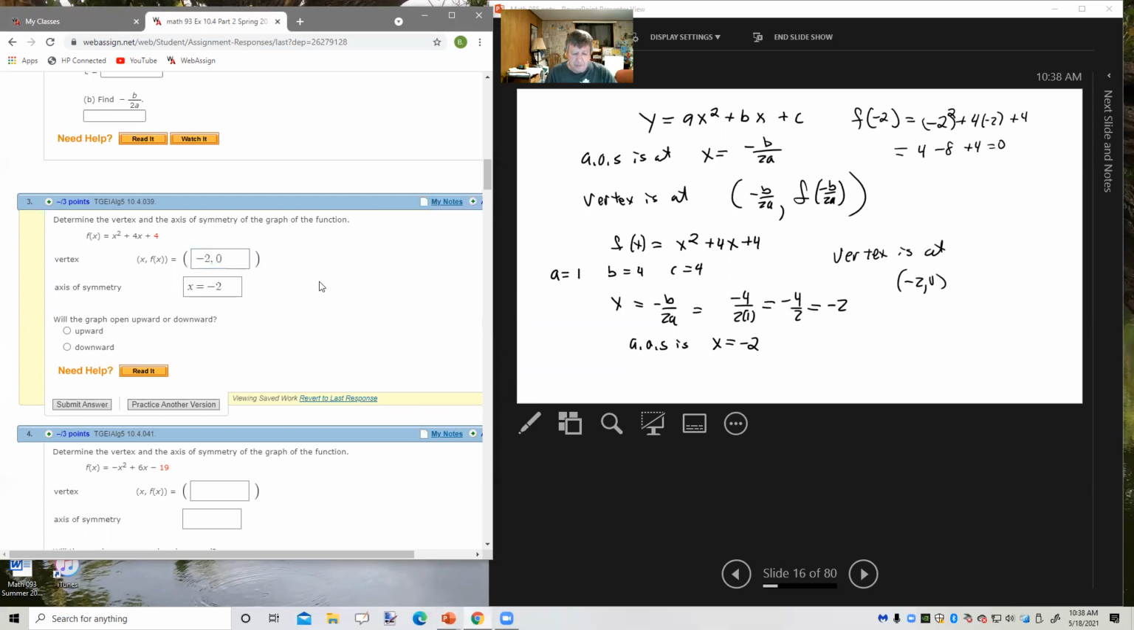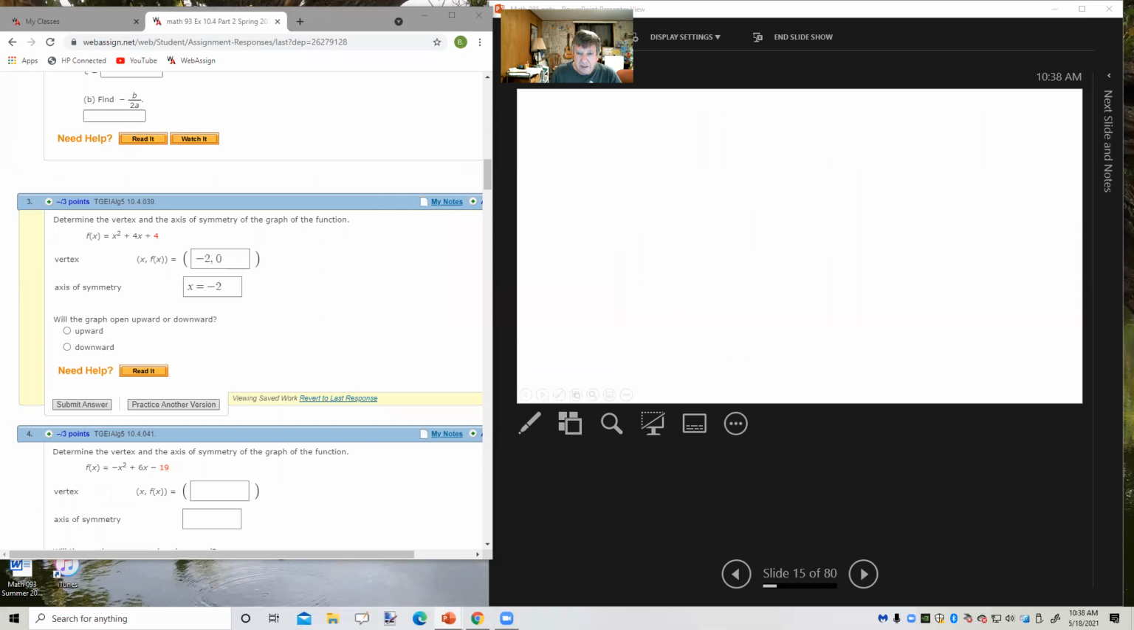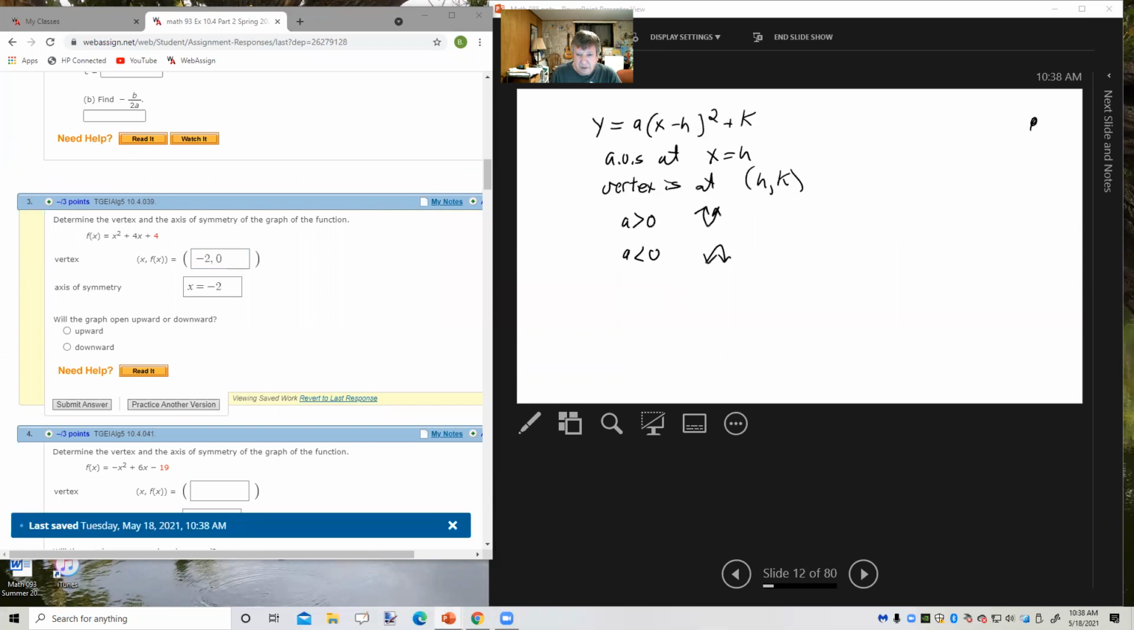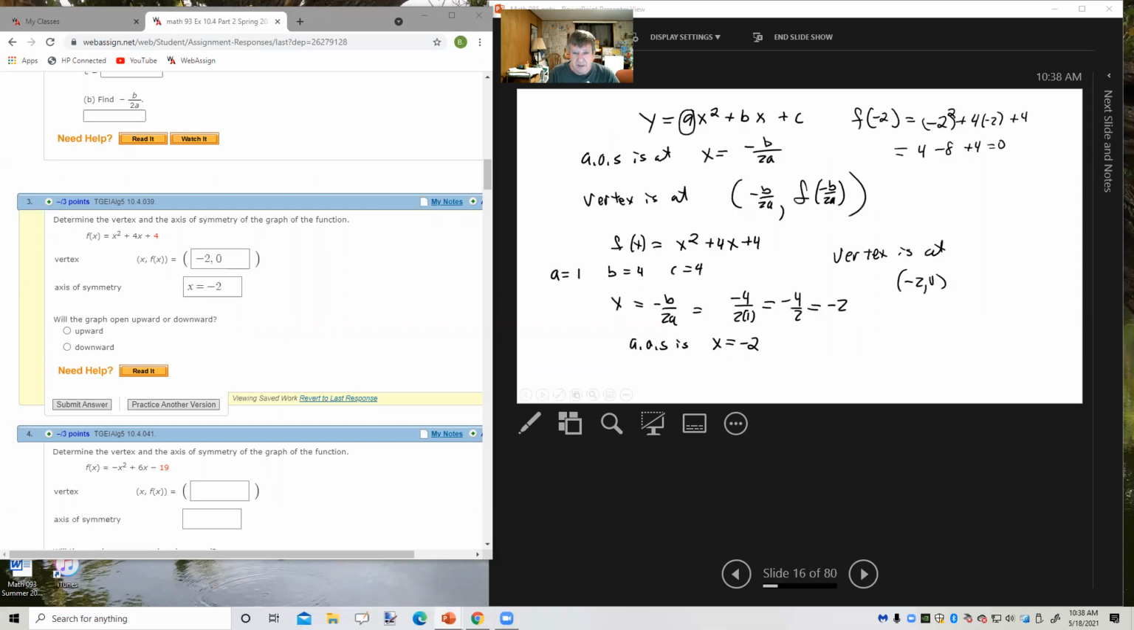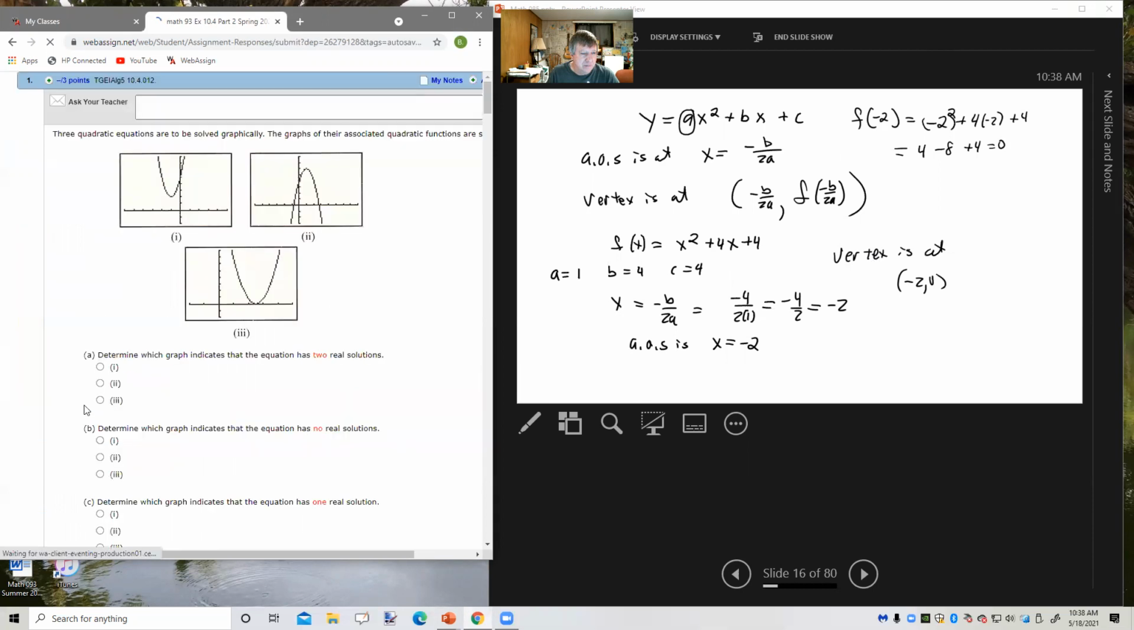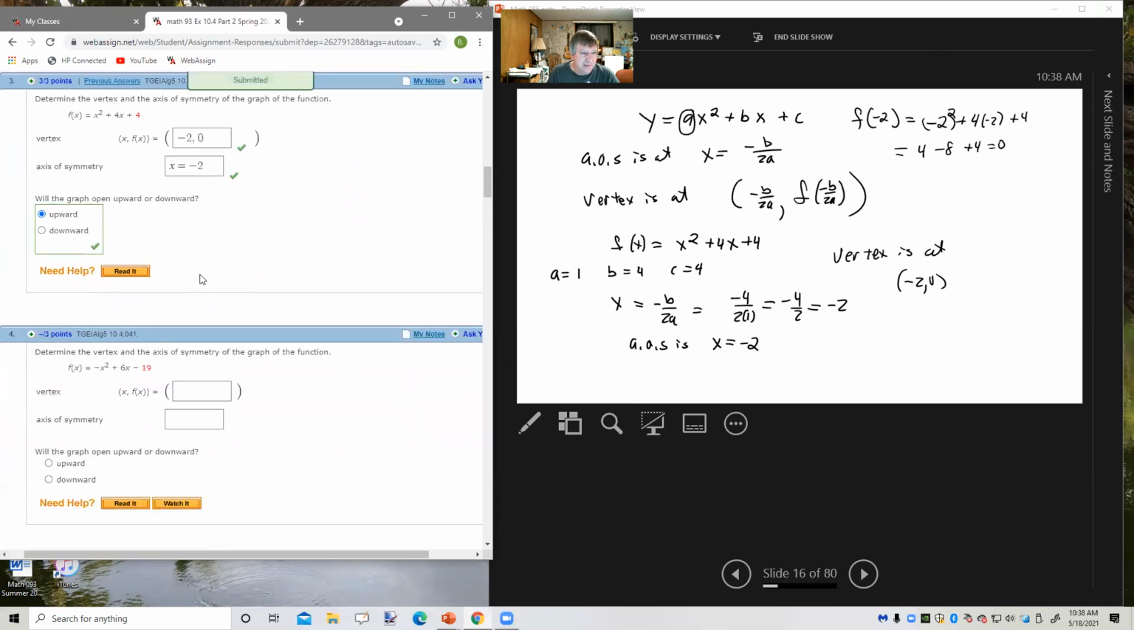Now, this A is the same A that's in this form, with the same ideas behind it. So in this case, since A is a positive 1, this thing opens upwards. So let's see if that's correct information. And there you have it. So we're finding the same things.